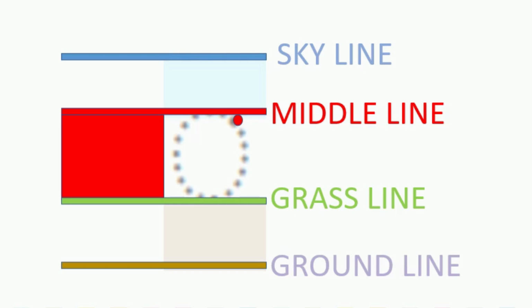And the fourth line from the top, the last line, is called the ground line. Here I have shown it in brown. If you look down, you can see the ground. So the bottom line is called the ground line, and if you look up, you see the sky, so the top line is called the sky line. The red area is the middle area, and it has 2 lines: the middle line and the grass line.